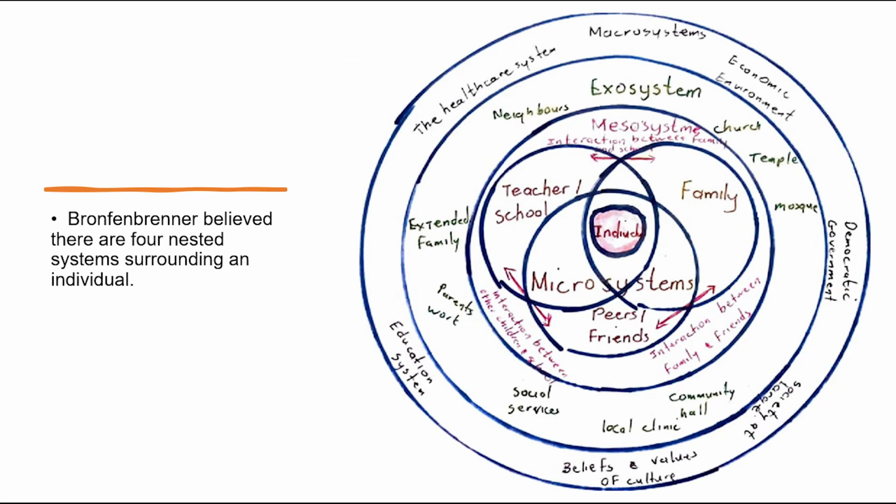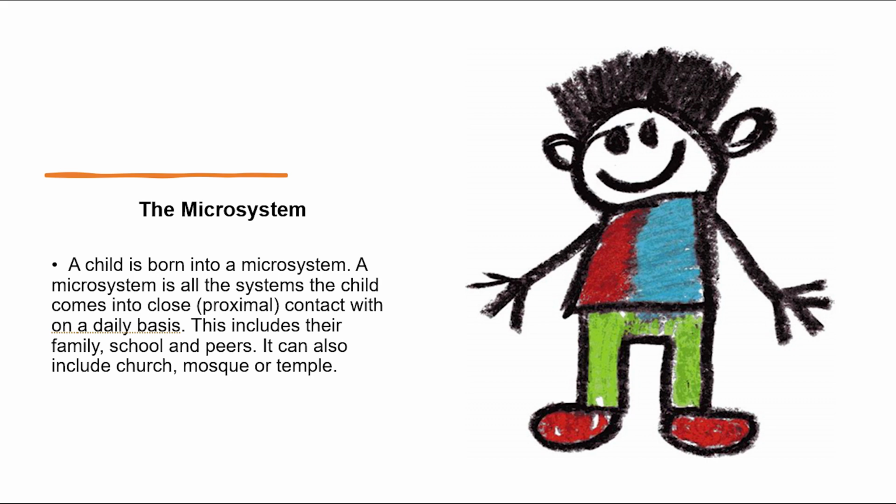Bronfenbrenner believed there are four nested systems surrounding an individual. The first one is the microsystem. A child is born into a microsystem. A microsystem is all the systems the child comes into close or proximal contact with on a daily basis. This includes the family, the school, and the peers, which is the friends. It can also include things like the church, the mosque, or the temple.